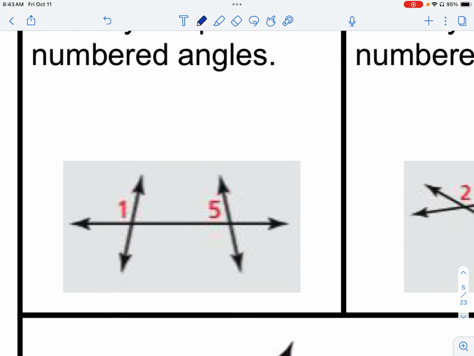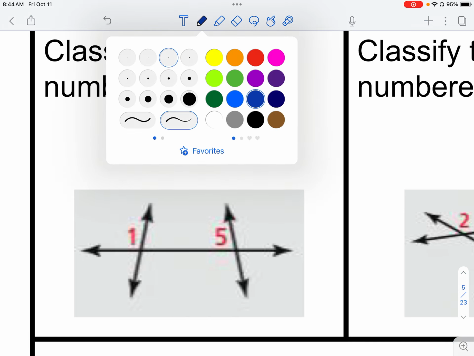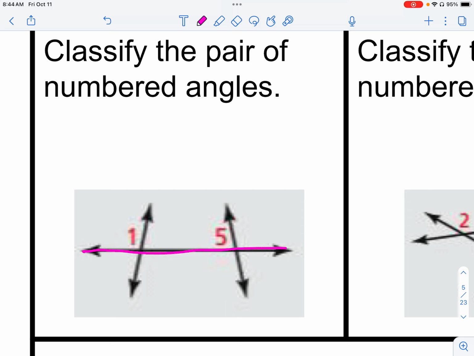So let's classify these angles. So we got 1 and 5. First thing, let's identify our transversal, which is right here, our pink line. Same side of the transversal, both to the left. So that's going to be corresponding angles.